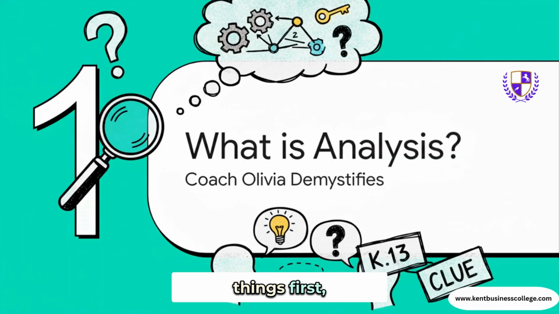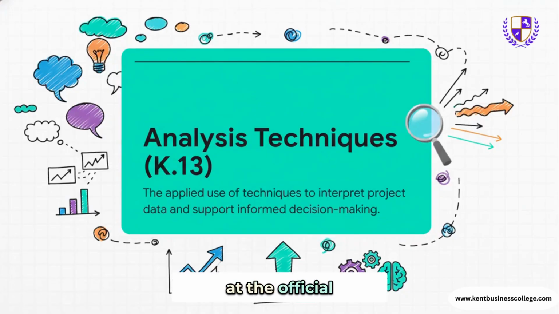Okay, first things first, we have to demystify this whole thing. So Jody goes to her coach, Olivia, to really dig in and figure out what K13 is all about. And this, my friends, is where we find our very first clue. So, let's look at the official definition, but let's actually read between the lines. It says, the applied understanding and use of different analytical approaches to interpret project data. Did you catch that? The really important words here aren't calculate or report. No, they're understand, use, and interpret. It's all about making sense of the numbers so you can help the team make smarter decisions.